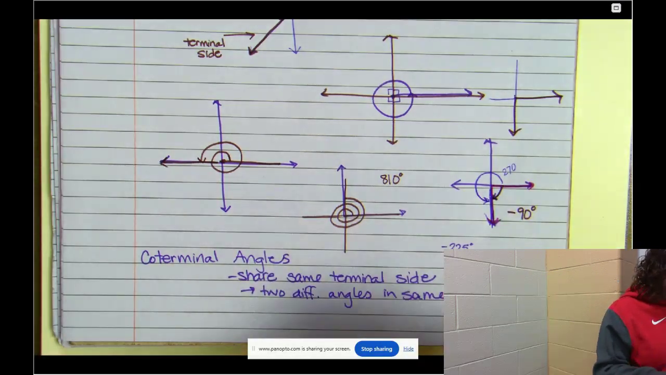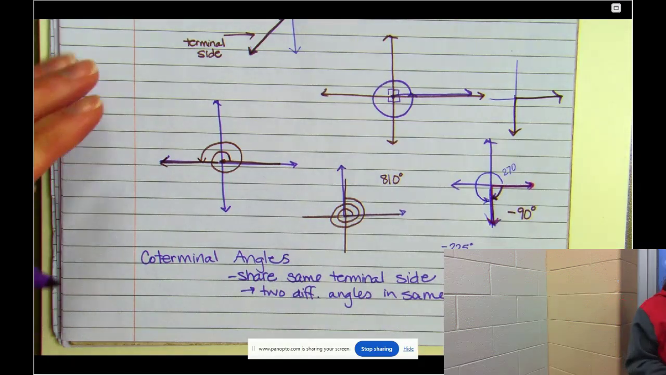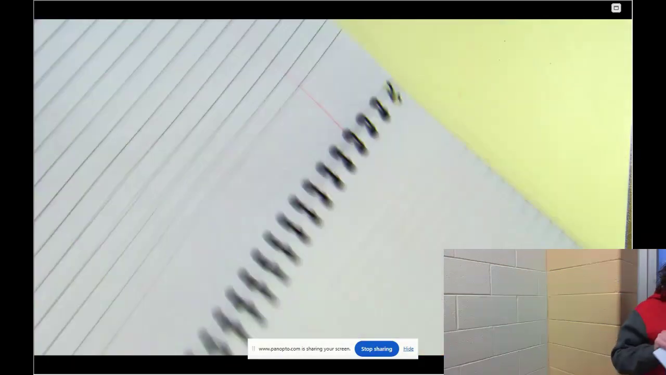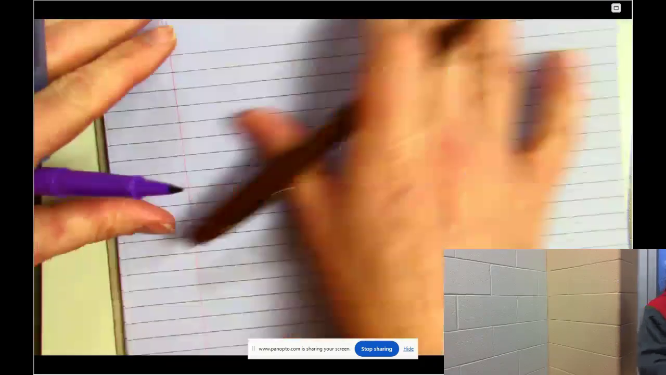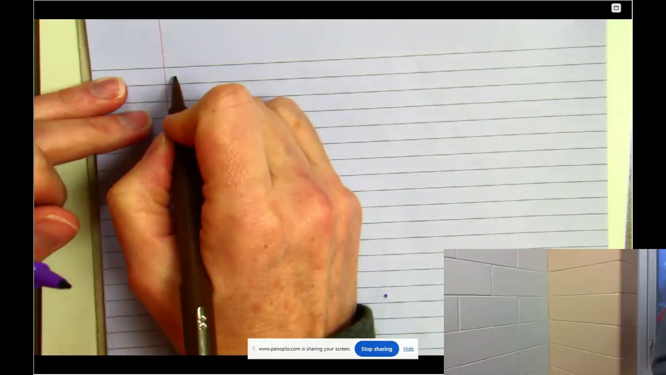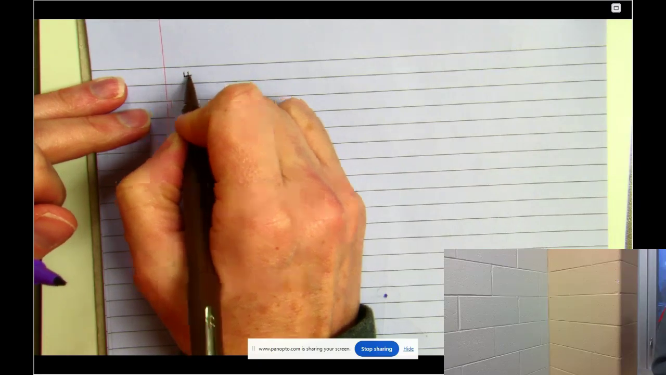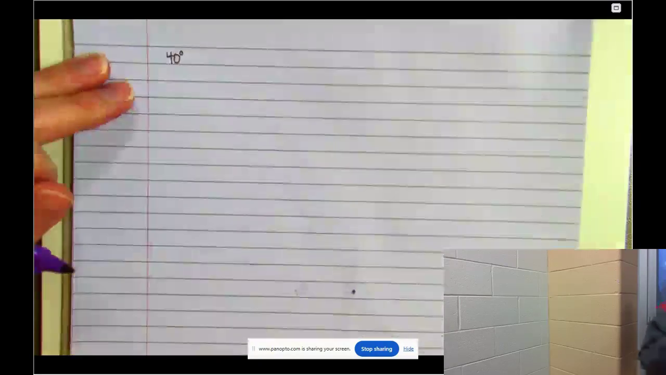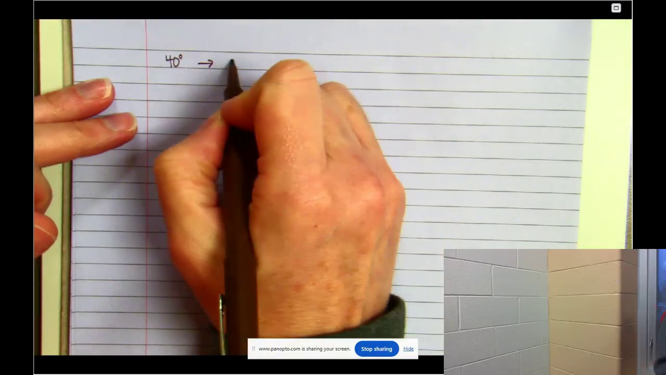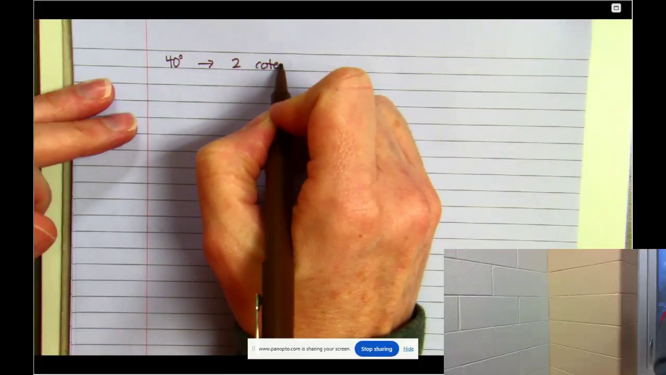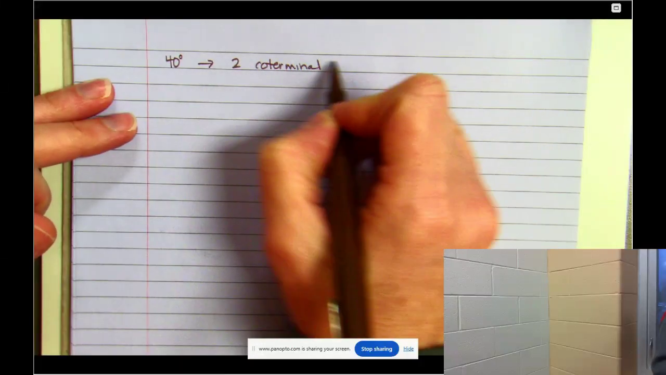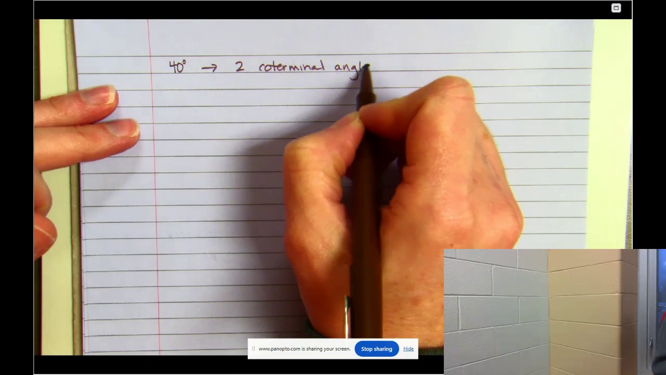What we need to be able to do is take an angle and be able to find either or. So let's go this way. Let's say 40 degrees. I'd like you to find me 2 coterminal angles with that. There are infinitely many.